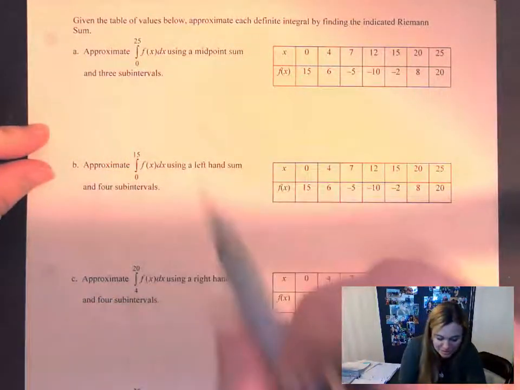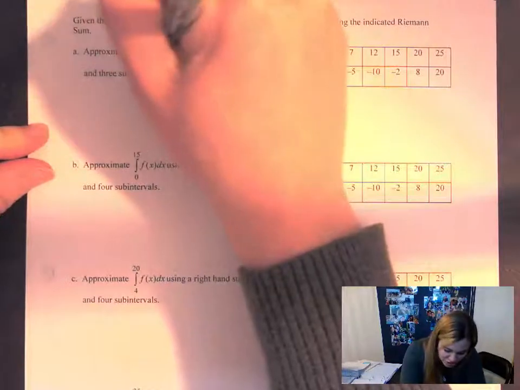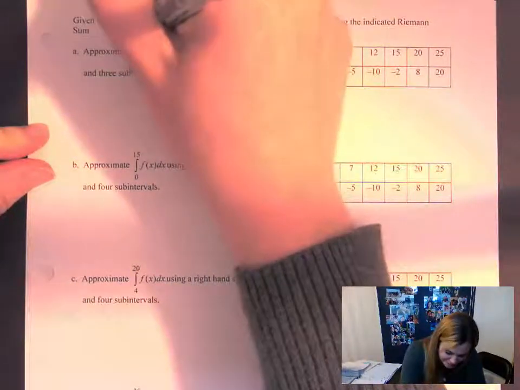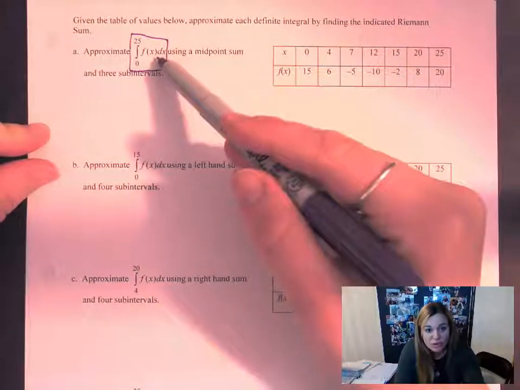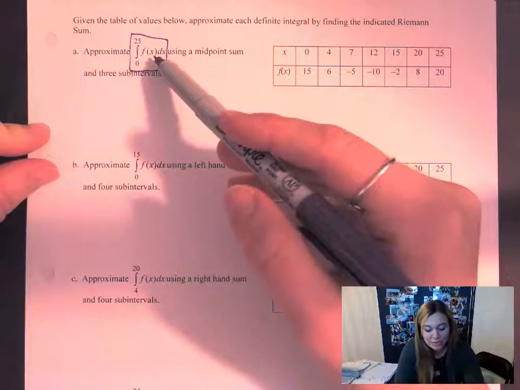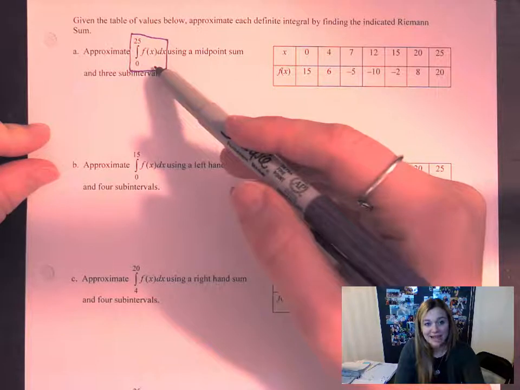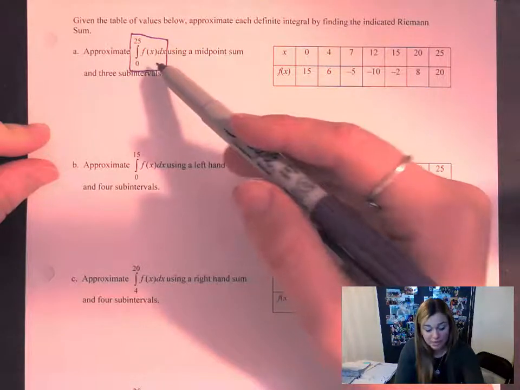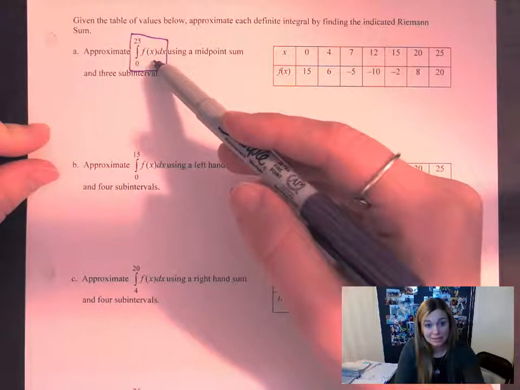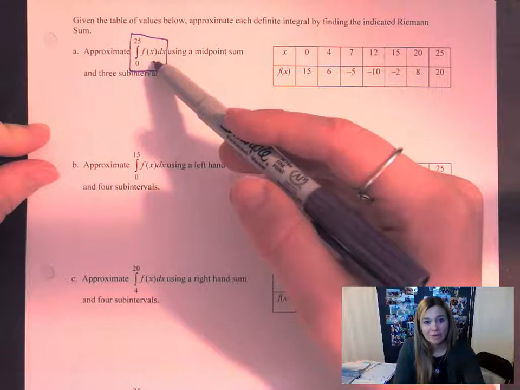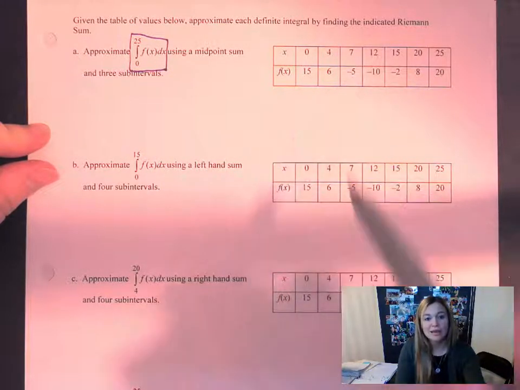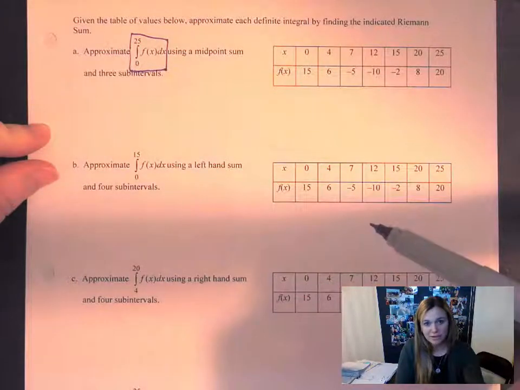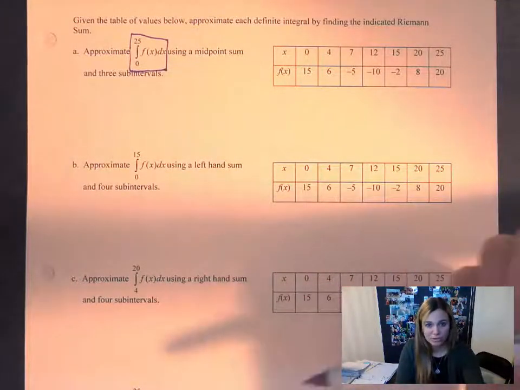This one says approximate this integral from 0 to 25 of f of x dx. What that means is whatever this function looks like, the area between f of x and the x-axis. So sometimes that might be above the x-axis, sometimes below. Anytime I have a function value below the x-axis, I'm still going to go with that. Area above the x-axis is positive, below is negative. And we'll do more with that later.